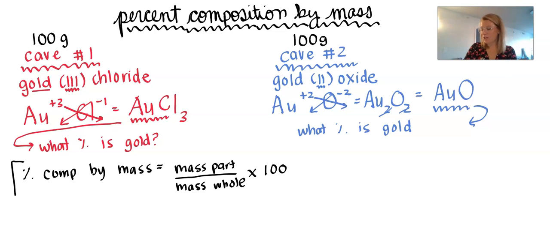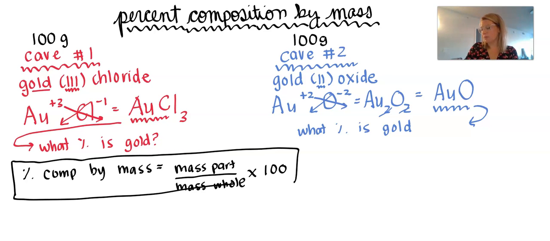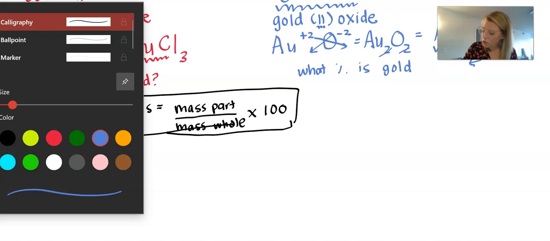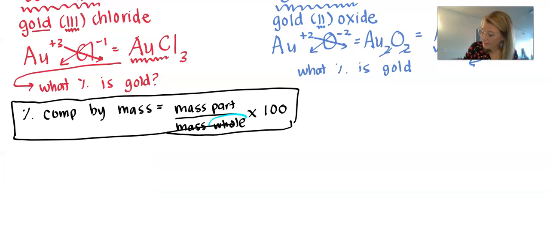Okay, and so this equation is very important for us. It's going to help us determine of these two compounds which contains the most gold out of the two. And so when we talk about mass part over mass whole, we don't have that information, right? We know we have 100 grams, but that's not the mass of our whole. Our mass of our whole is actually what we're looking for here, the GFM, the gram formula mass, okay?